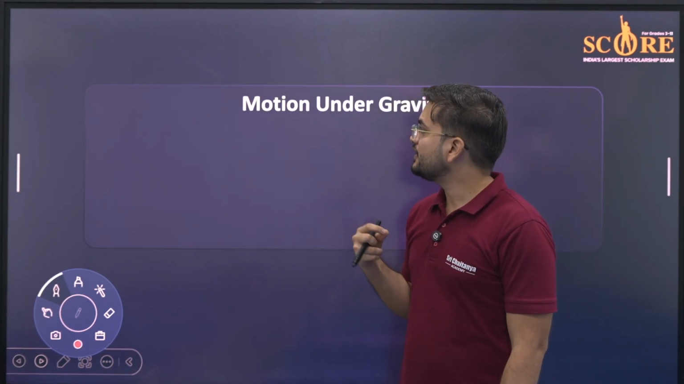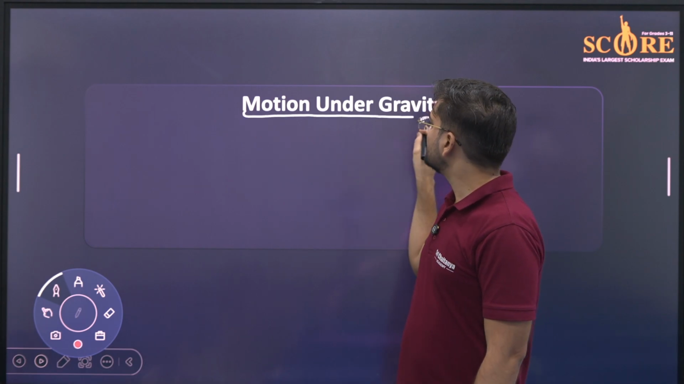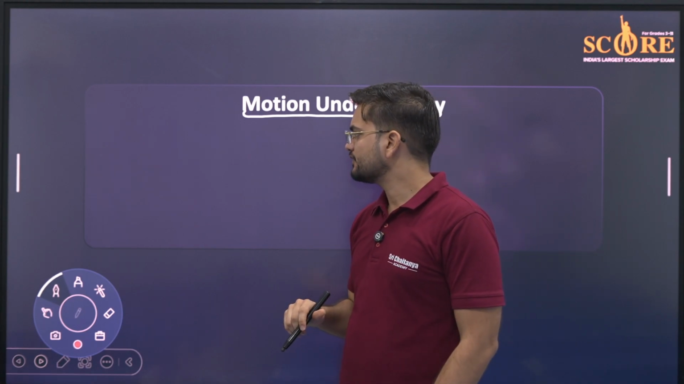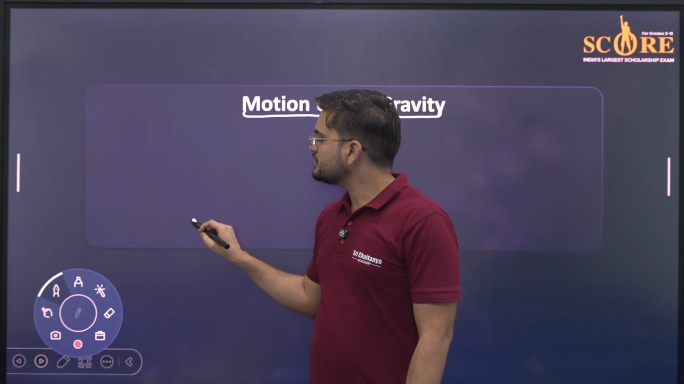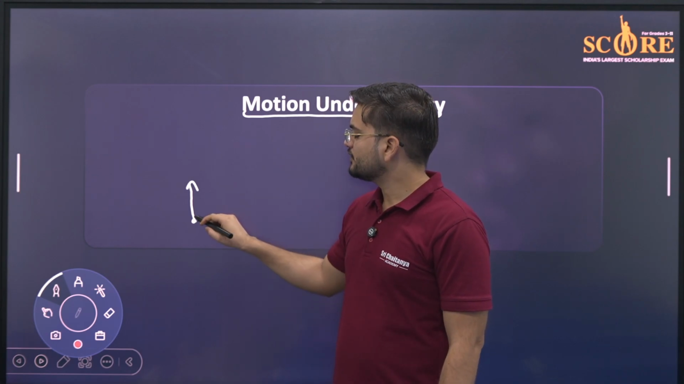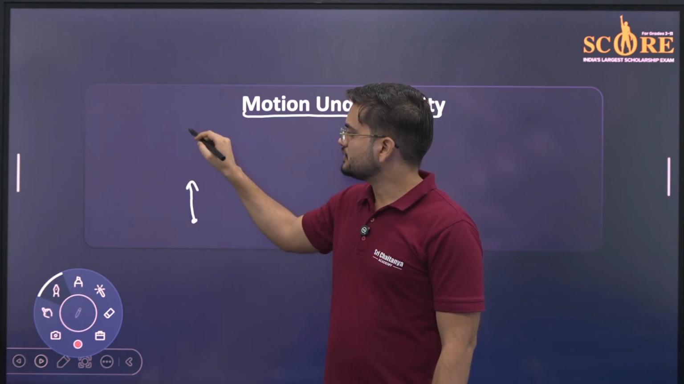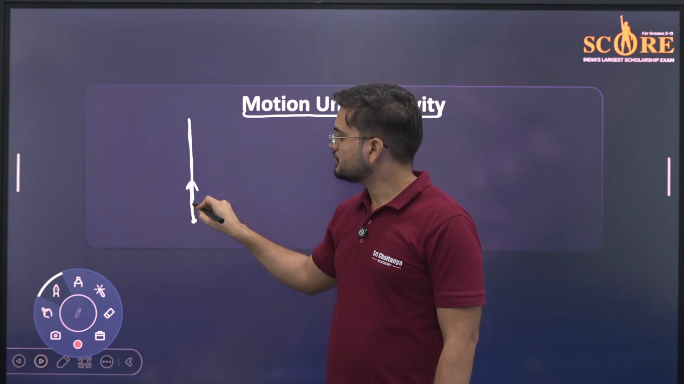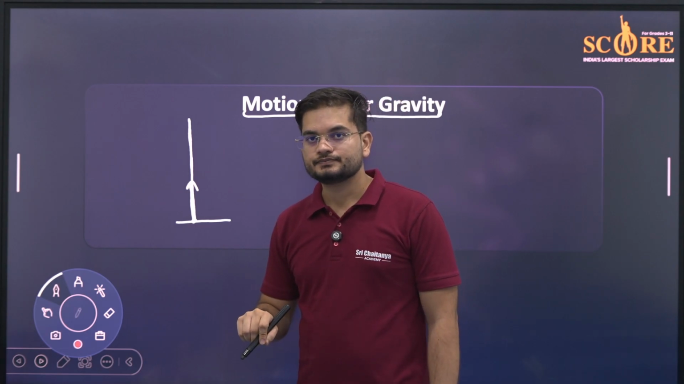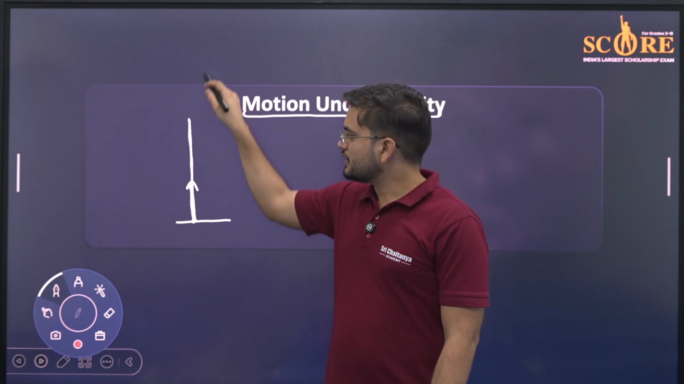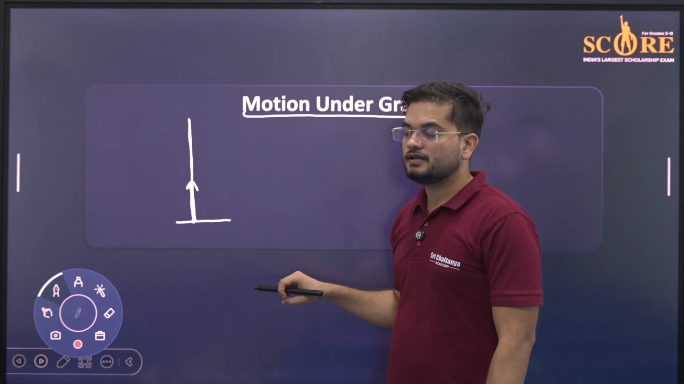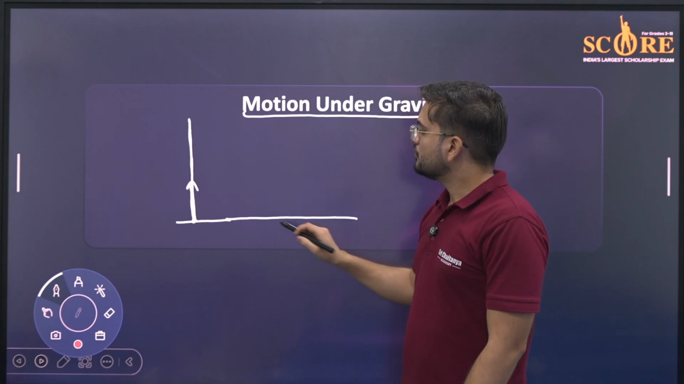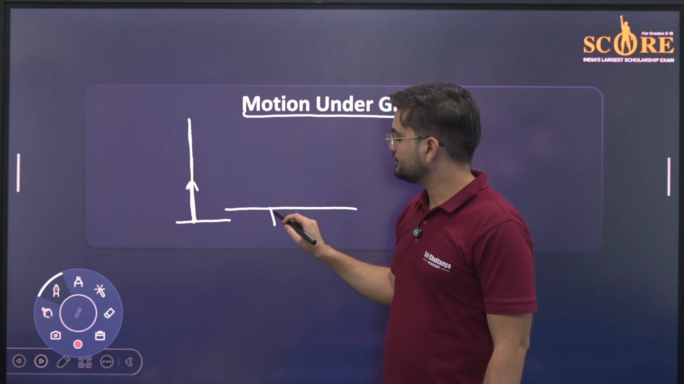The next segment is motion under gravity. It is a type of motion with constant acceleration. If a particle is projected vertically upward, then the path of the particle will be like this. It will go upward and down, then return to its initial position. It is known as motion under gravity in 1D. So, what results should we remember?